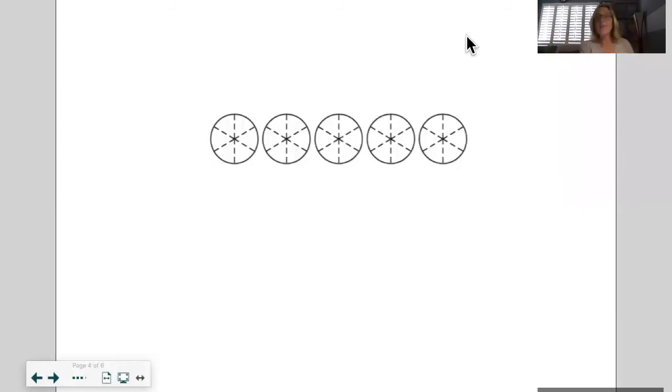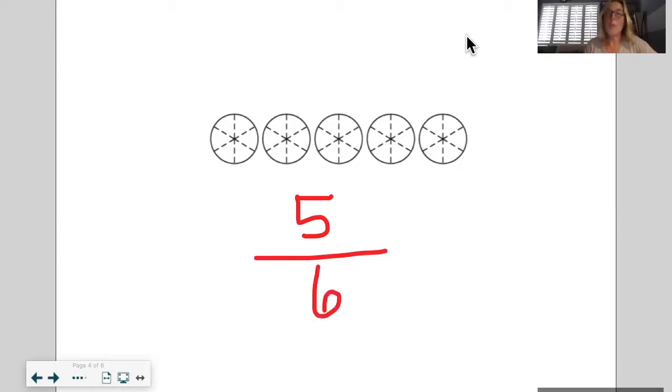So take a look at this one. See if you can figure out what the division problem is. Pause the video and give yourself a moment. Okay, now we're back and we want to see what the division problem is. Well, I can see that there are 1, 2, 3, 4, 5 things being divided, right? 5 things are being divided, and each one is divided into 6 equal parts. So this is demonstrating 5 divided by 6.